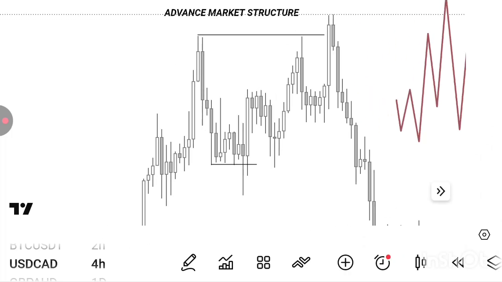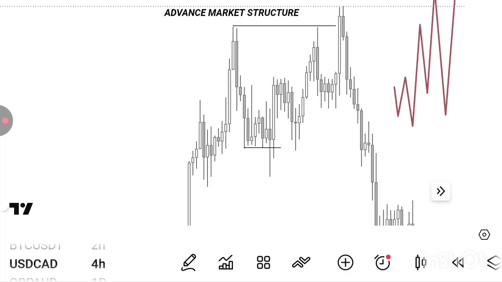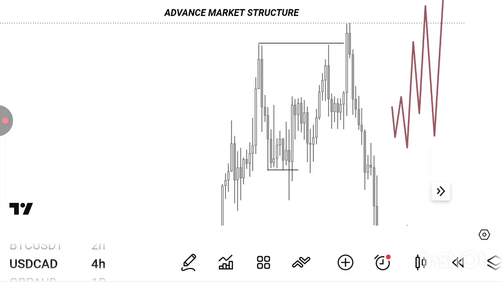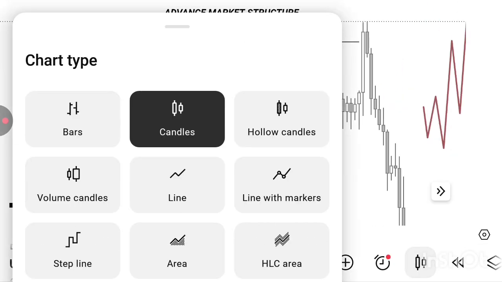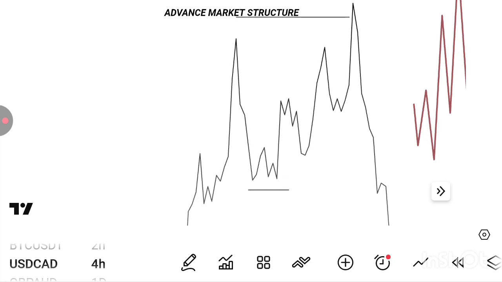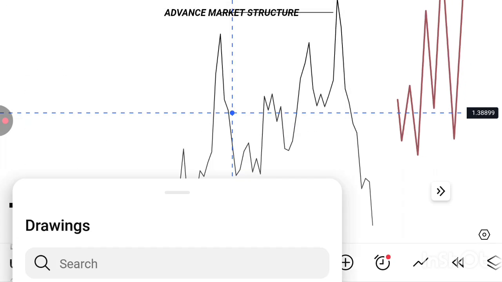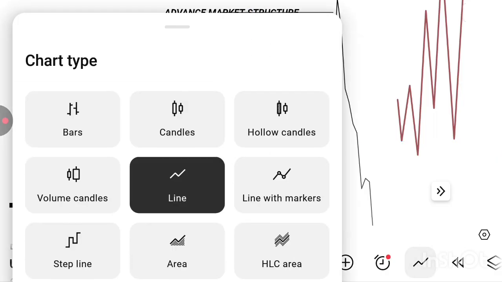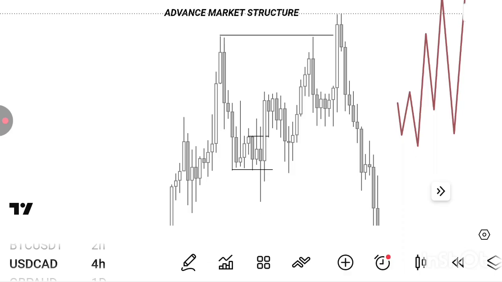Same thing price did here. What are you seeing here? What are you seeing? Price first of all took this low out. Then what we saw price do was that price presented a break of structure at this level, right? Price presented a break of structure at this level. Pay attention to what I'm teaching you.